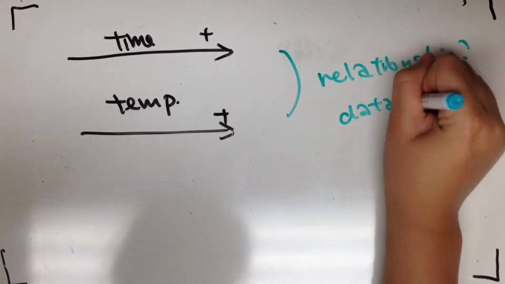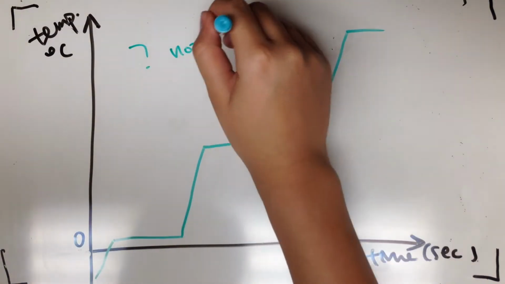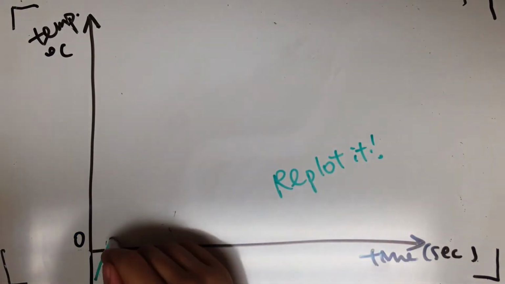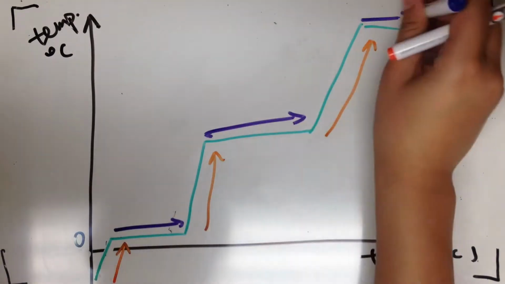We set time as the independent variable and temperature as the dependent variable, and we plot the data. So we plot the data points and wait, it's not a straight line. They're not linearly related. Maybe I plotted it wrong, so we replot it. And it's still like that. There are steep segments and flat parts of the graph.